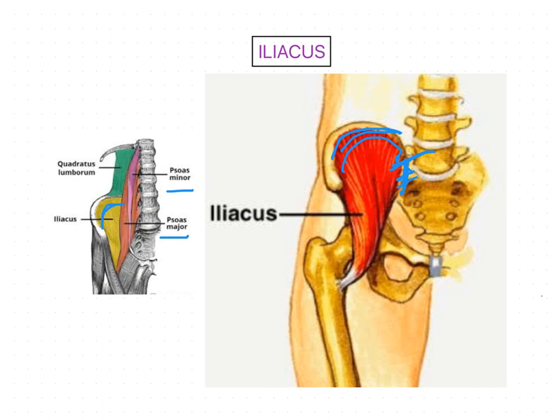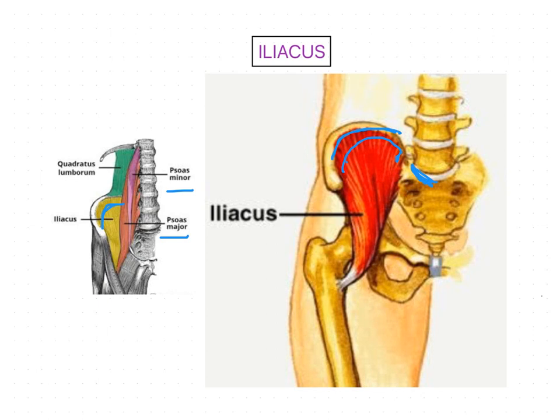And also some fibers from the ventral sacroiliac ligament as well as the iliolumbar ligament, and some fibers originate from the upper surface of the sacrum, that too the lateral part of the sacrum. The upper surface of the lateral part of the sacrum gives some fibers. These are the origin of this iliacus.